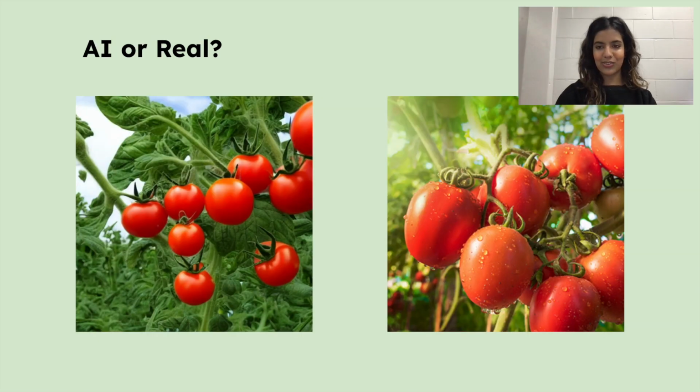So first we want to start off with a fun game. As you can see on the screen, there are two images of a tomato plant. One is AI generated and one is taken from Google Images, and it's a real photo that's been taken. We want you to guess which one is AI and which one is real. So we'll give you a few seconds.